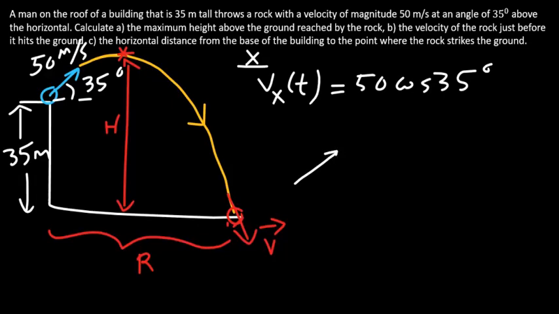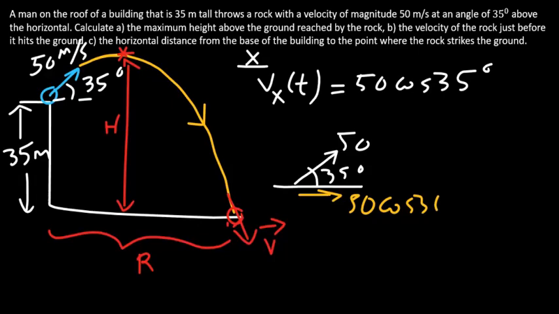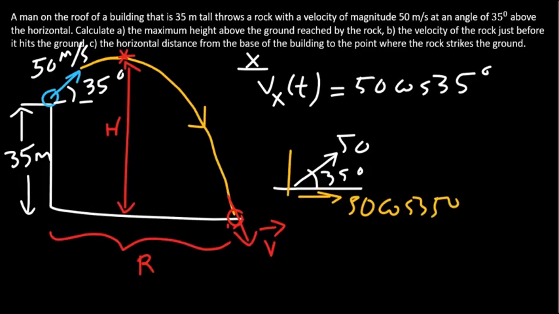Remember, if the velocity is that way, and the direction above the horizontal is 35 degrees, that means the x component of that 50 meters per second is 50 cosine 35, and the y component is 50 sine 35 degrees. This follows directly from trigonometry.